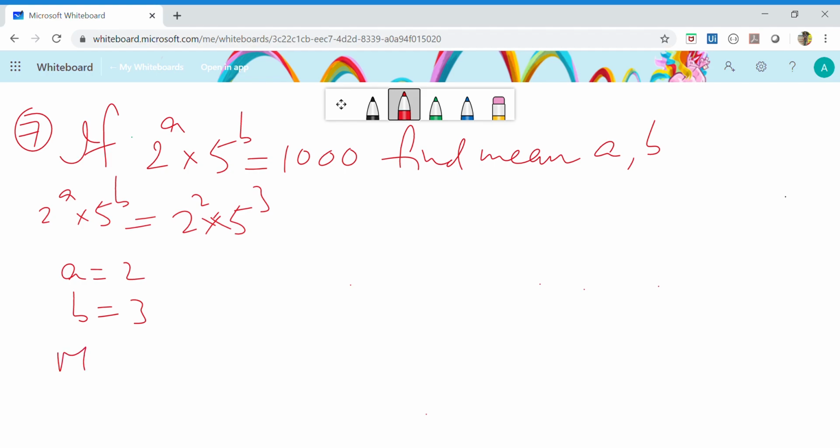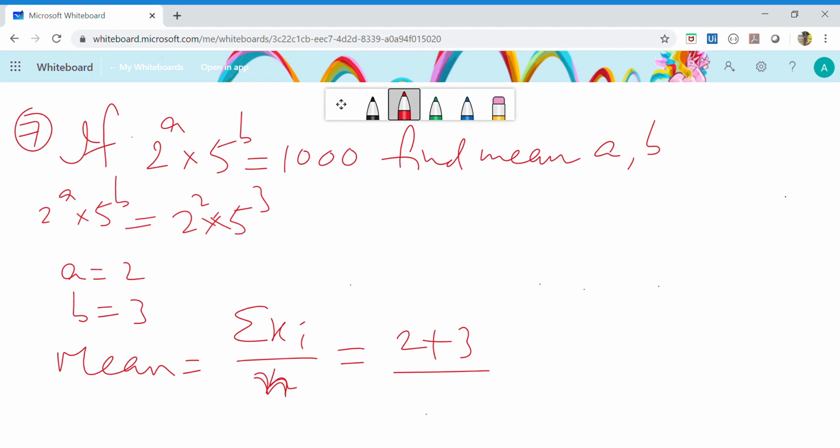And what is the mean formula? Sum of observations, sigma xi by n, if it is raw data. So sigma xi by n is the formula: sum of the observations by number of observations. So sum of observations a plus b by the number of observations, which is 2. So 5 by 2 is nothing but 2.5. So this is a connective question with statistics and the first chapter.